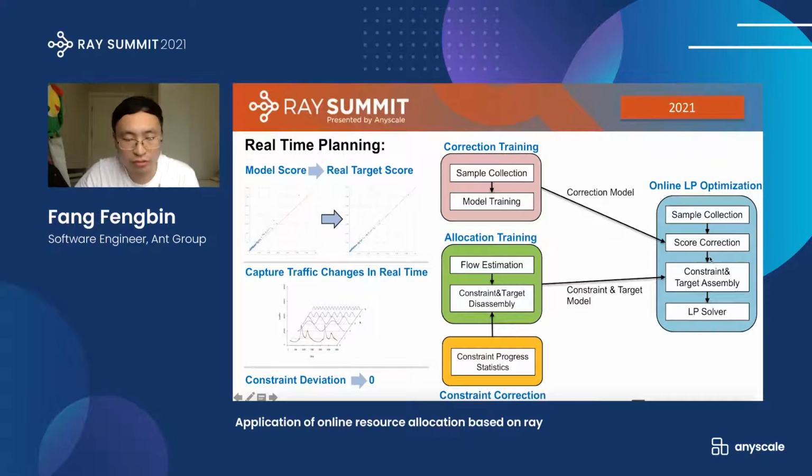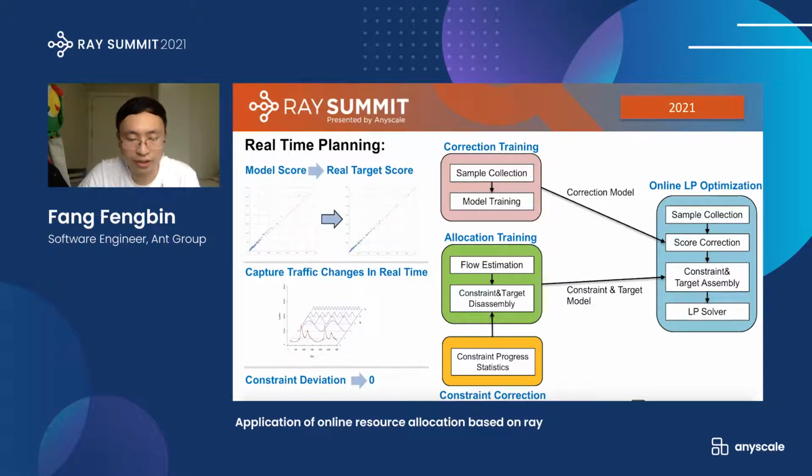The fourth algorithm model is online LP optimization, which takes the snapshot results of model scoring in a fixed period of time as the sample input, corrects the scoring results by using the correction training model, and optimizes the solution by comparing the corrected data with the objectives and the constraints of the allocation training output and calculates the dual variables.